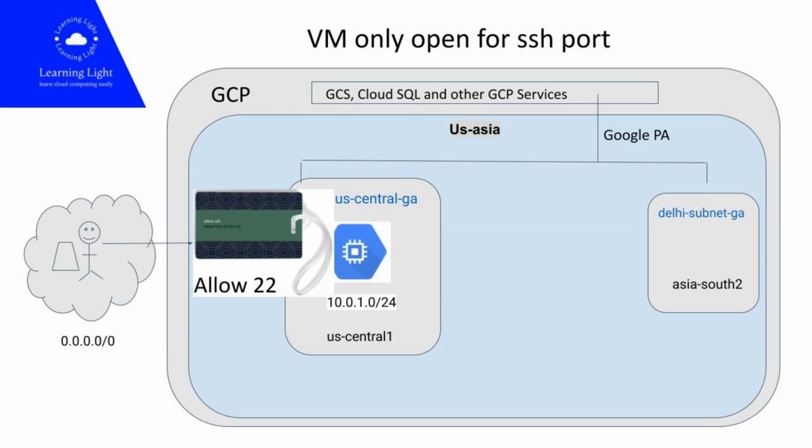So in this lecture, we have created a virtual machine in the US Central 1 subnetwork, and we opened a firewall rule for port 22 SSH connection from the outside world. In the upcoming lecture, we will see how we can create a secure private network where we do not allow any connection from the outside world, but we will allow connections from the internal VPC.